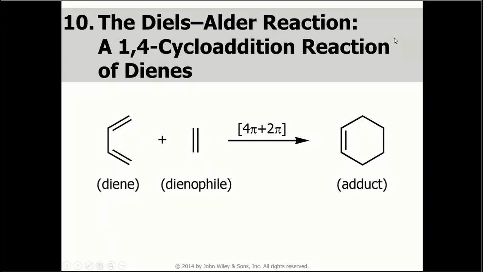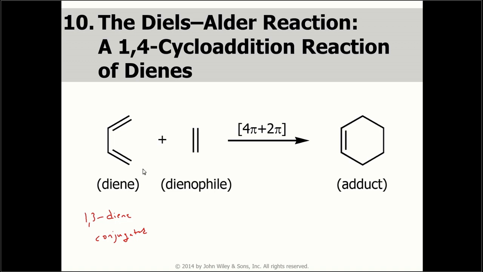Welcome back. In this video, we'll finish up chapter 13 by discussing the Diels Alder reaction, which is a 1,4 cycloaddition reaction of dienes. So in the Diels Alder reaction, we're looking at the reaction of a diene with a dienophile. Now a diene must be a 1,3 diene. So it's a conjugated diene. That's really important for this. The dienophile is any other double bond.